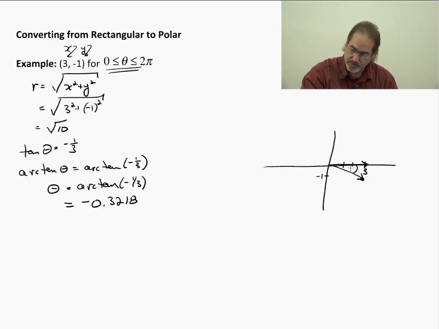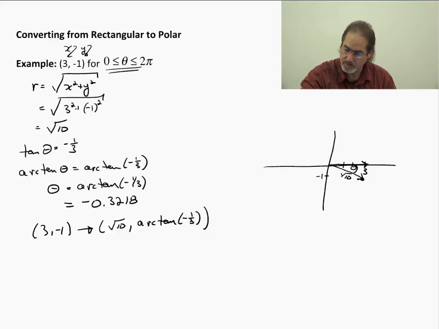Here's my angle theta. And the distance is going to be root 10. That's my radius. So my polar coordinates representing this point, 3, negative 1, is a negative root 10. Root 10 is the radius. And then the angle is arctan. I think I'll write this as arctan of negative 1/3, which we know is this angle.